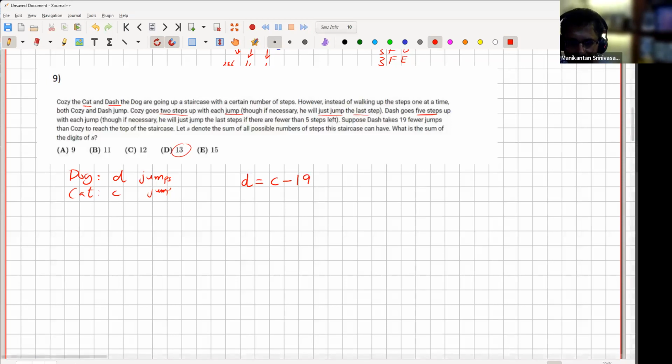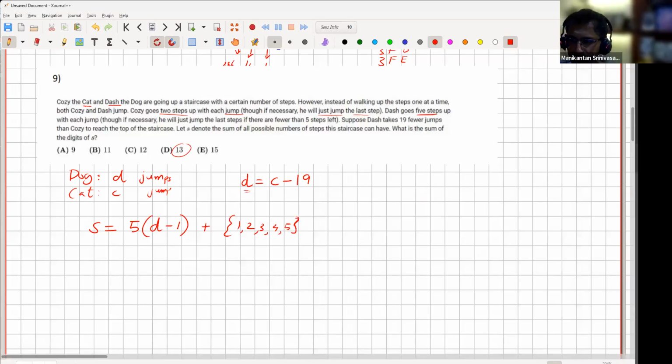For example, maybe the dog took 12 jumps, whereas the cat took 31 jumps. I'm just saying, just an example. I'll erase this so that you don't get biased by any such answer. So D equals C minus 19. Now, let's say the total number of steps is S. The dog has taken D jumps. In each of those jumps, he has covered 5 steps except the last one. So definitely 5 times D minus 1 for sure. And in the last jump, he could have taken 1, 2, 3, 4, or 5 more steps.